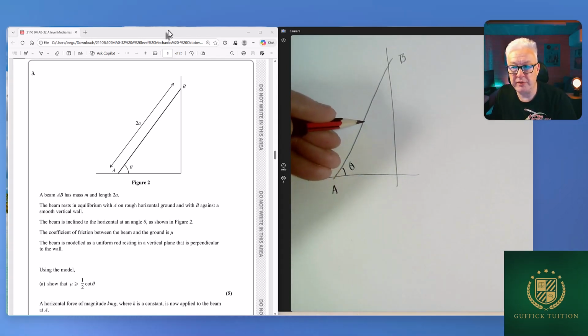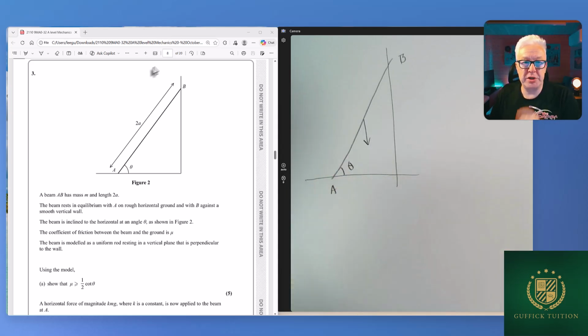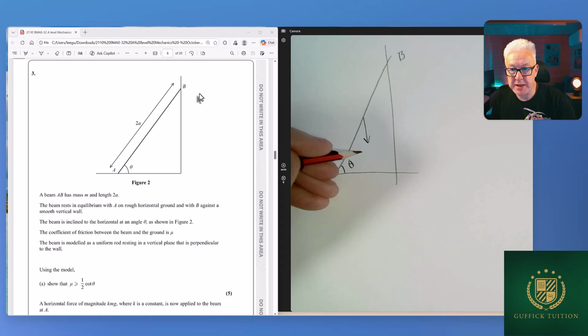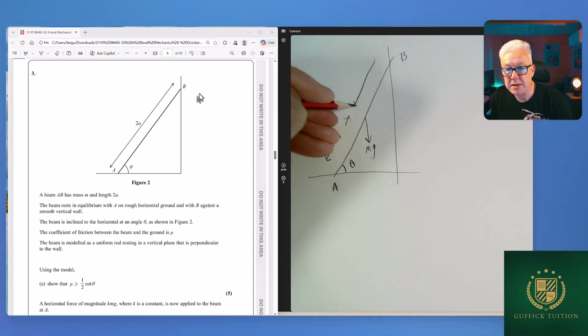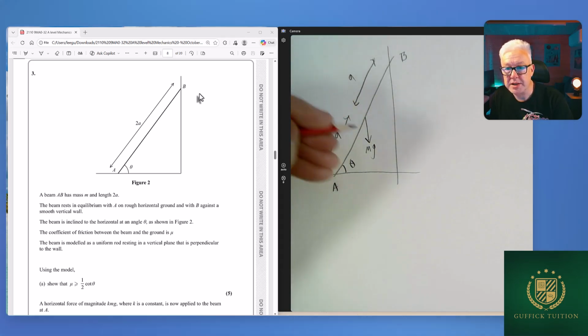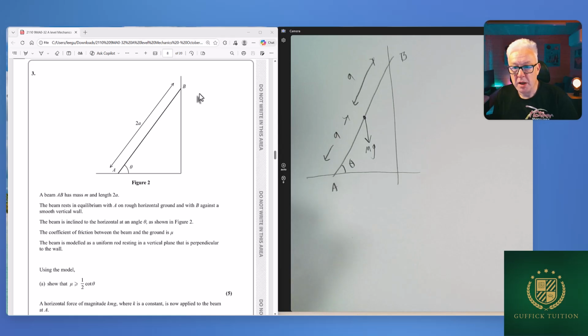Okay, so it's a uniform rod, so we know that the weight is acting at the centre of the rod there, so that is mg. It's of length 2a, so we know that that distance is a, and that distance there is also a, because it's acting halfway up the rod. What else have we got?